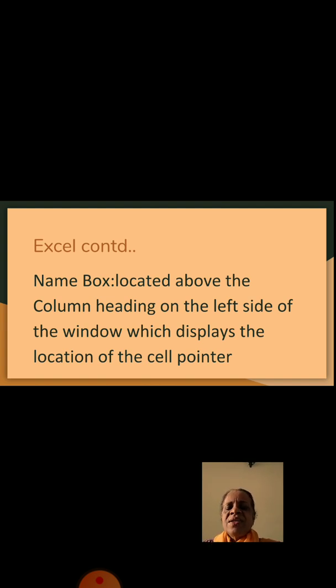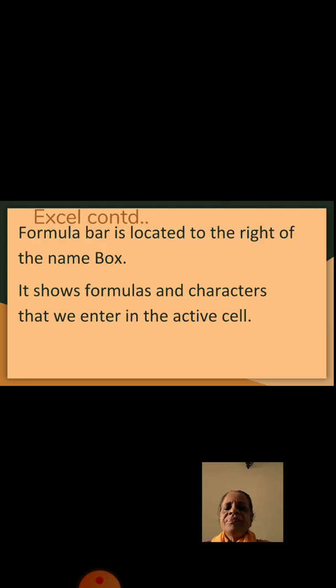Now let us see what the name box and the formula bar are. The name box is located above the column headings on the left side of the window, and displays the location of the cell pointer. In the name box, you can see the cell address. If your pointer is in A5, the name box will read A5. Just to the right of the name box, you can see the formula bar. It shows formulas and characters which you are entering in the active cell. What do you mean by that? Whenever you are entering data in a cell, whichever data you are entering will be seen in the formula bar.